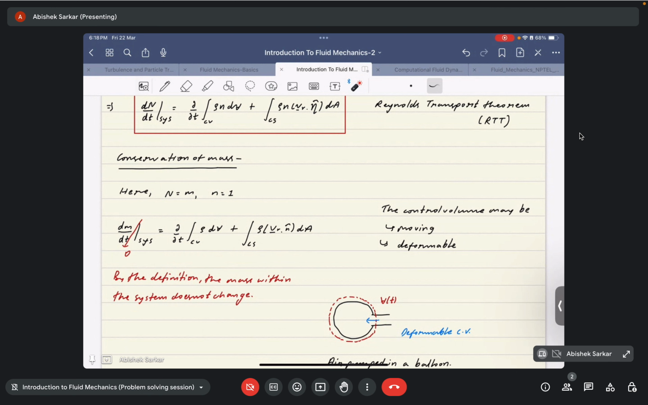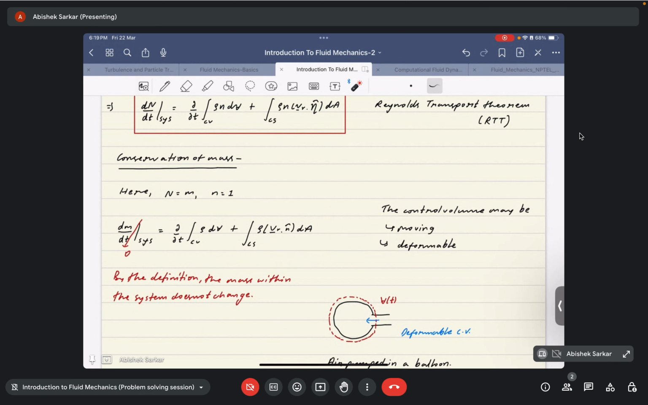Since it is the most generalized form of mass conservation, the control volume that we choose can be moving as well as deformable. There is no assumption applied here yet. It's a very generic form. So the control volume that we are going to analyze with this form can be moving as well as deformable.